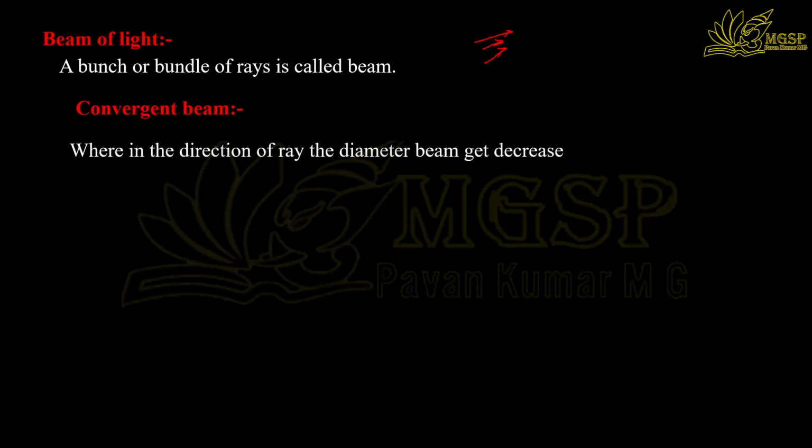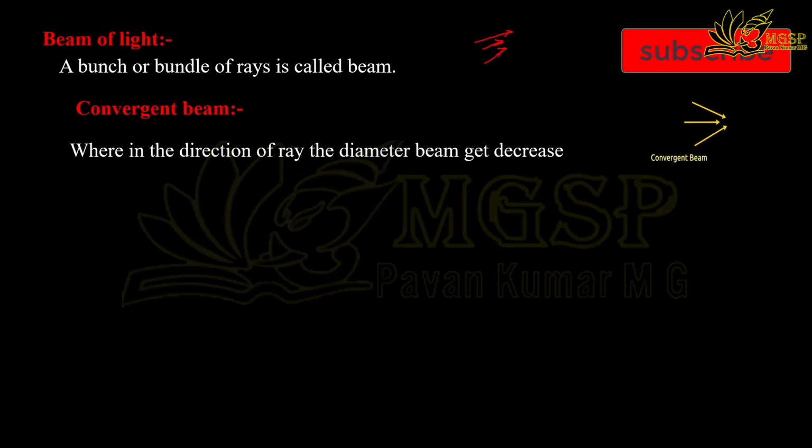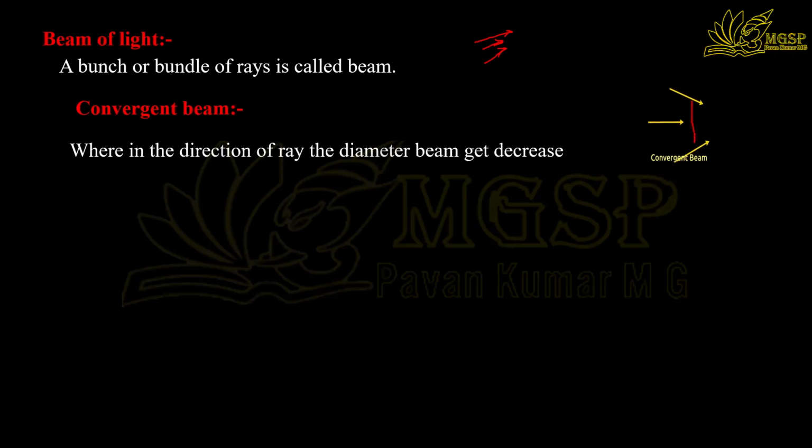Convergent beam, where in the direction of the rays the diameter of the beam decreases, means as the rays move closer the diameter decreases. Let's see how it is. You can see the rays are coming from far apart. When they converge, the diameter is getting decreased. Here it has some diameter, and when it comes here its diameter is decreasing, means in the direction of the rays the diameter of the beam decreases.